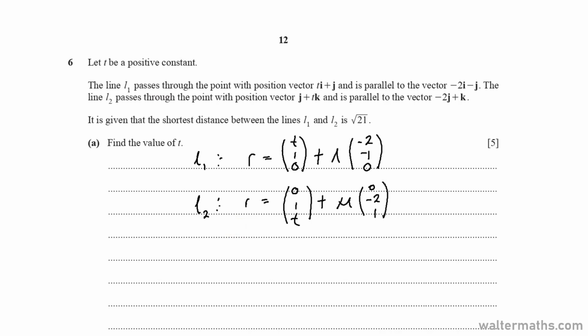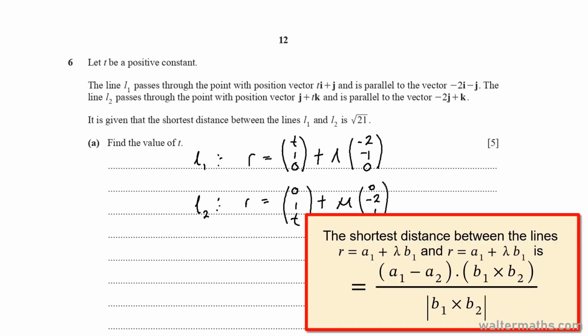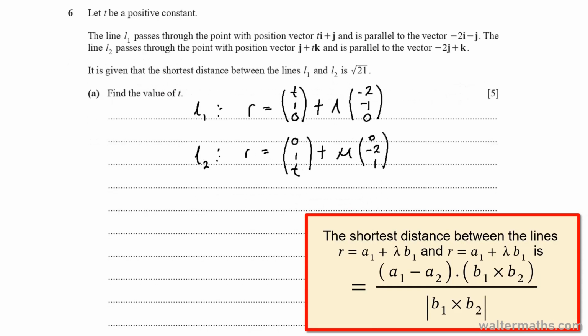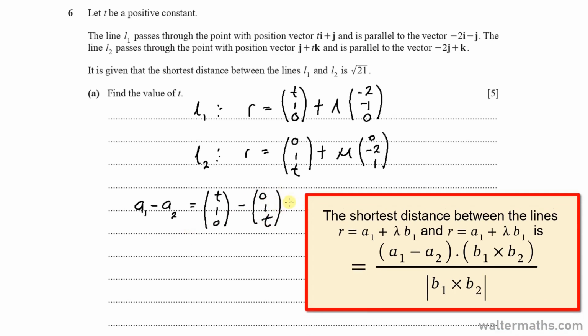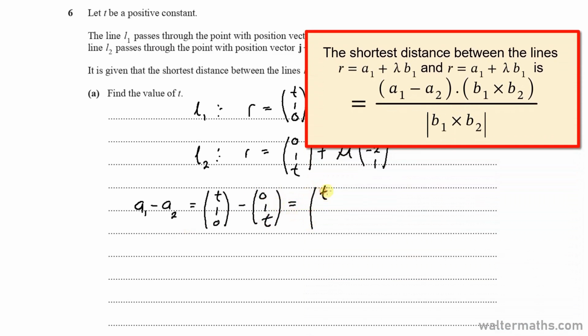Now, in order for us to find the shortest distance between two lines, we can use this formula. So applying this formula, I'll need first to find my A1 minus A2. So in this case, that'll be (t, 1, 0) minus (0, 1, t). So this should give us t minus 0, that's t, 1 minus 1, that's 0, and 0 minus t is minus t. So we now have A1 minus A2.